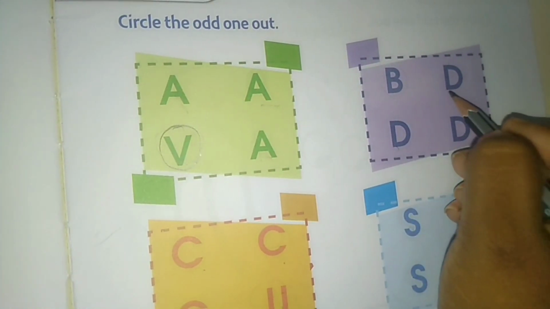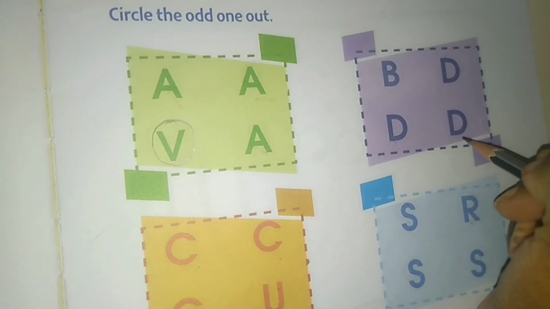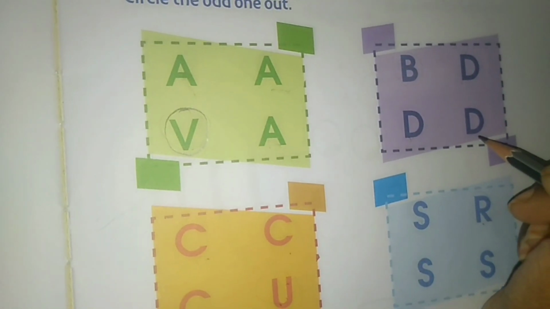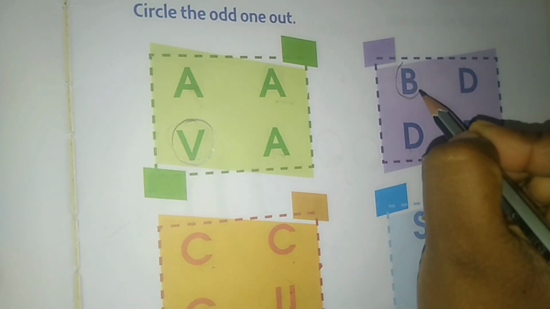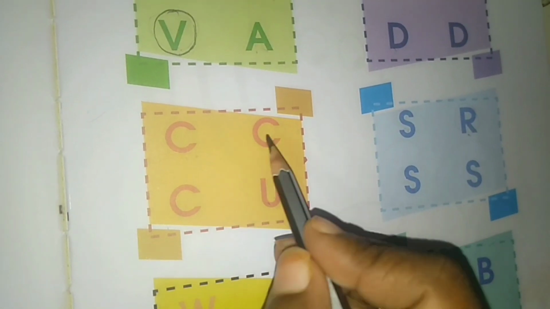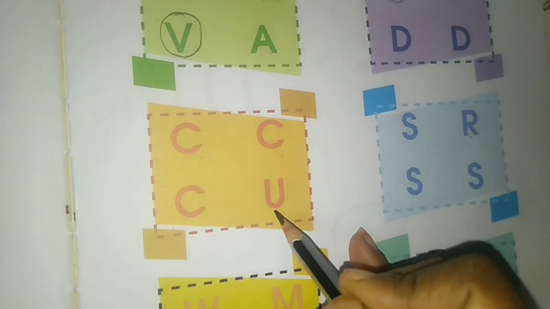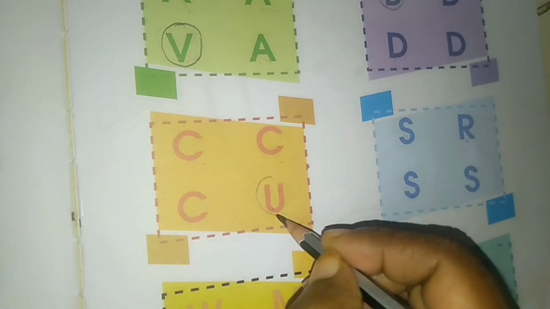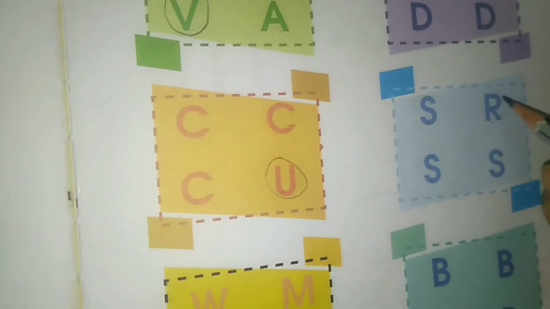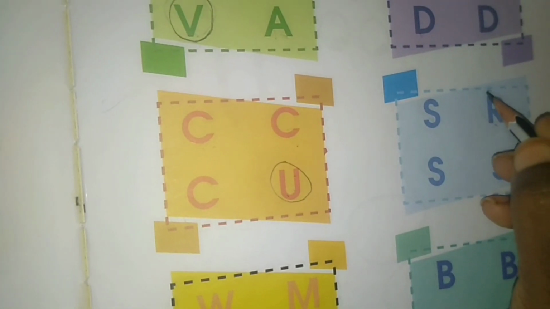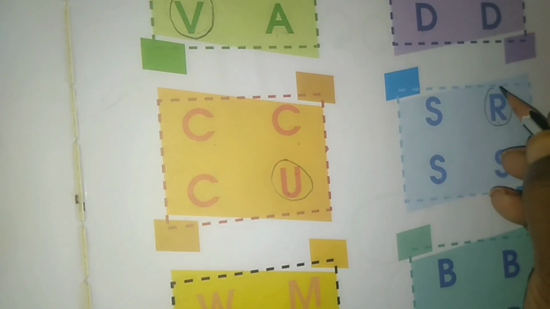Now read aloud. B, D, D, D. Now tell me which is the odd one. S. Very good. B is the odd one. C, U. Which is the odd one? Find out. Yes, very good. U is the odd one. S, R. Yeah, very good. R is the odd one.